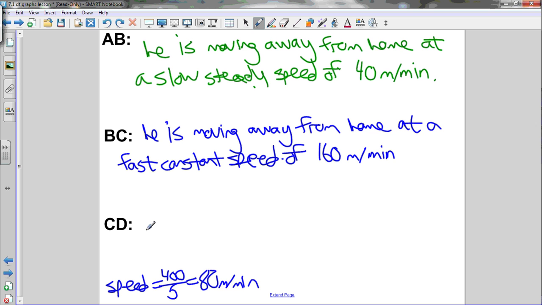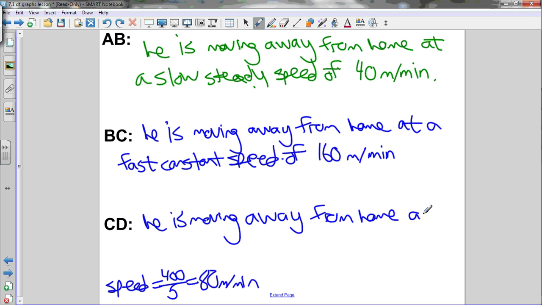So I can write, he's still moving away from home. He's moving slow this time, moving half as fast as before. Well, it's faster than the beginning though. I won't even say it's slow or fast. I'm just going to say he's moving away from home at a speed of 80 meters per minute.